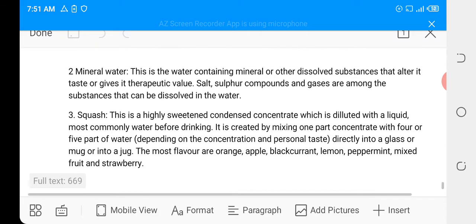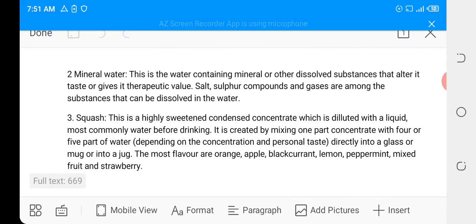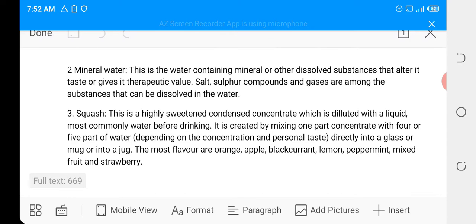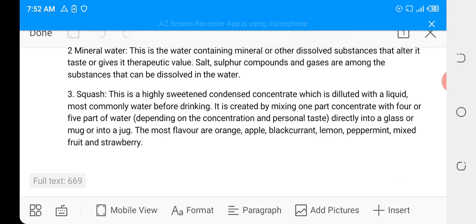For squash, they are all these sachet-type drinks. They are highly sweetened, condensed concentrates that can be mixed with what? Water, before drinking. You can't take them raw. They are too acidic in nature when you consume them without being mixed. They are not even advised to be consumed without being diluted in water.